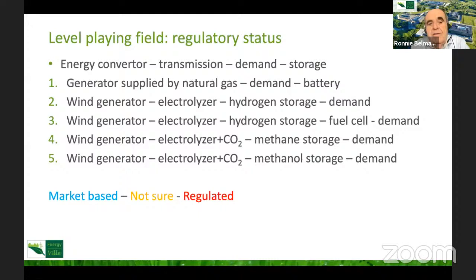We can do a similar exercise with systems energized by a wind generating unit, say an offshore wind park. Then we have an electrolyzer, and then we make hydrogen, and we use that hydrogen as such. Or we have hydrogen put in a fuel cell and supply electricity. Or we have an electrolyzer and add CO2, and we produce methane or methanol, and then have a demand. So in fact, what you do is you produce electricity, and at the end, you use it as an energy service. And you will see none of them is consistently regulated.